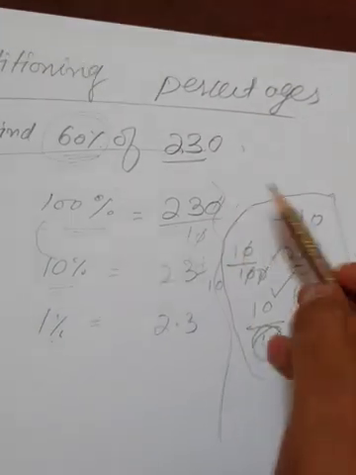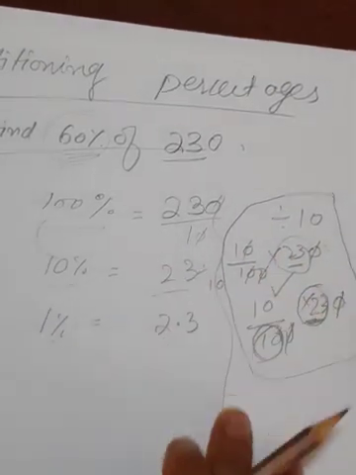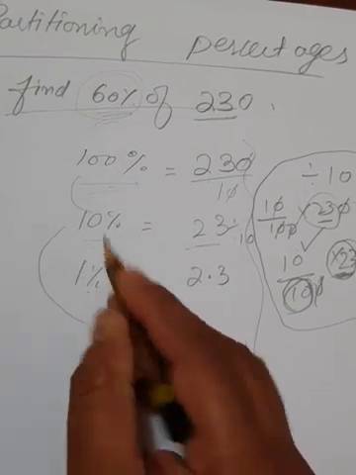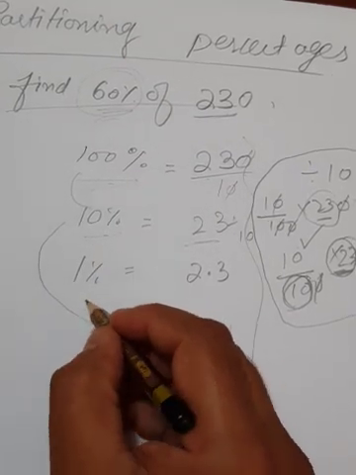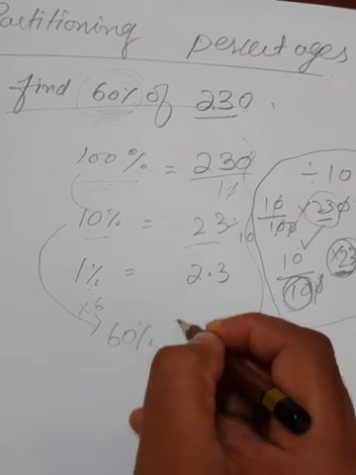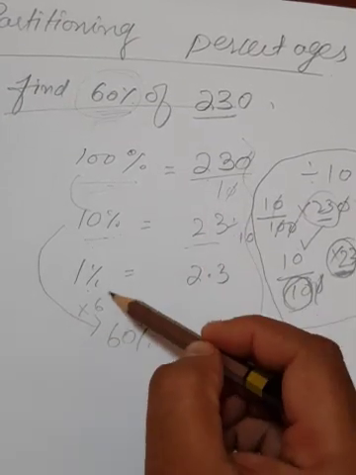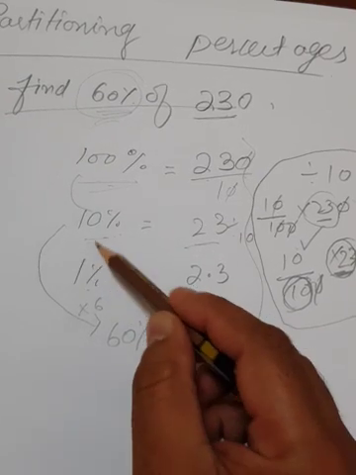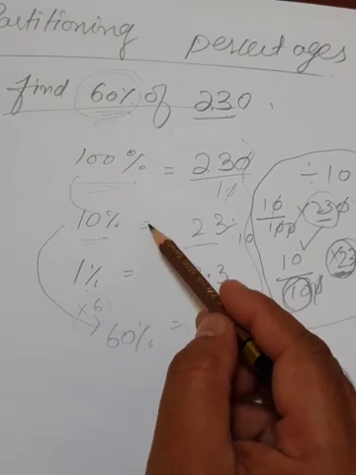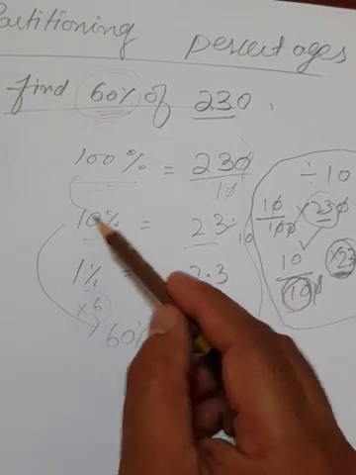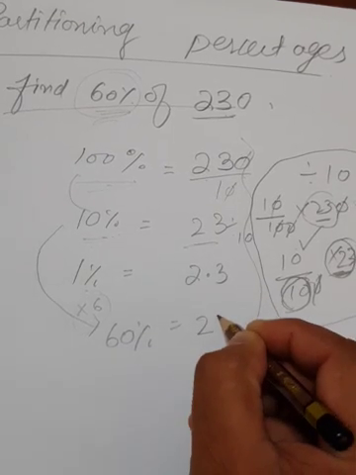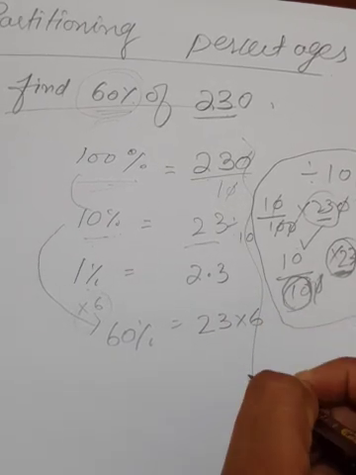Now, the question was find 60%. If I know 10%, which is 23, it's very easy for me to find 60%. How? I will multiply this 10% by 6. This will give you 60%. Since you are multiplying this 10 with 6, as per the maths rule, whatever we do on the left hand side of the equals sign, we have to do the same thing on the right hand side. So I will say 23 times 6.